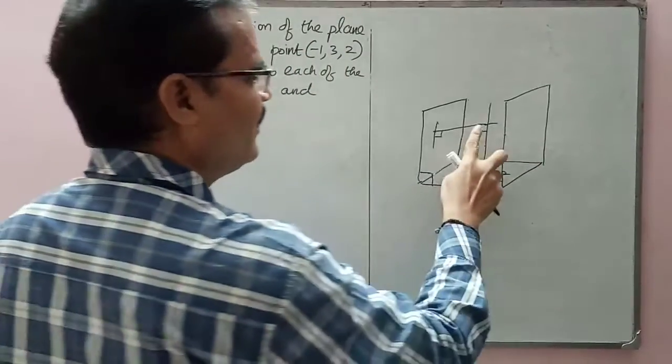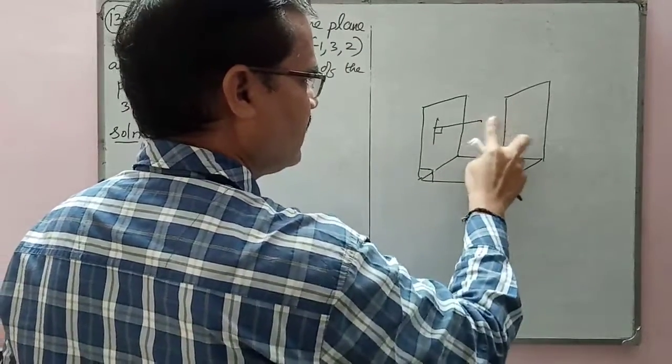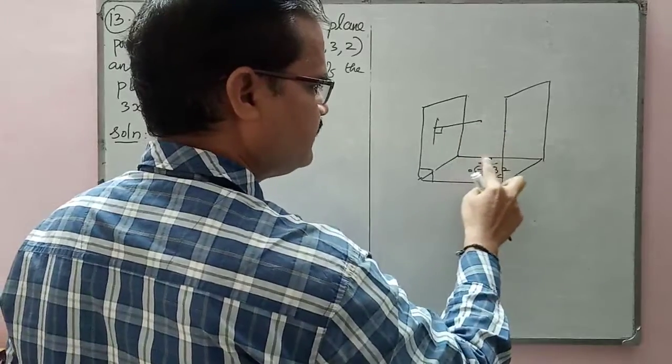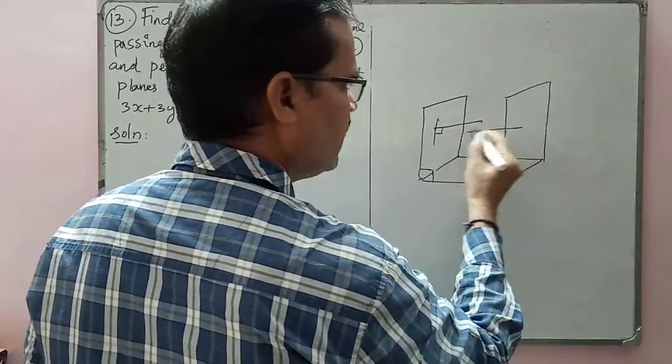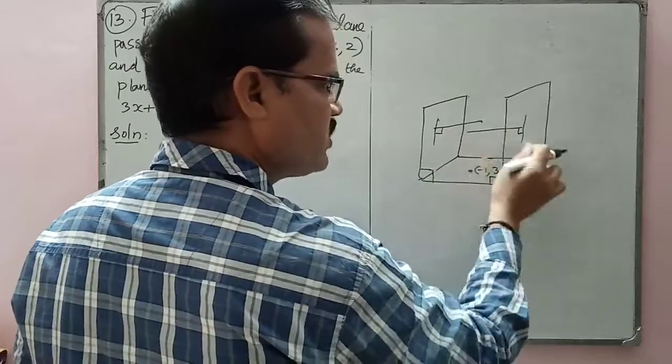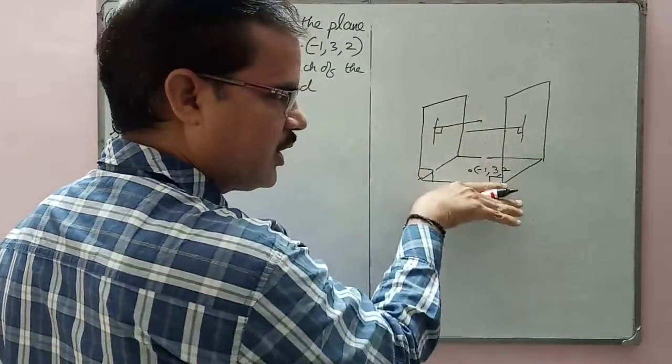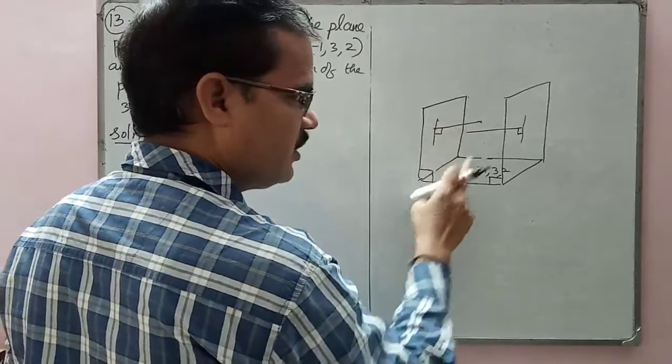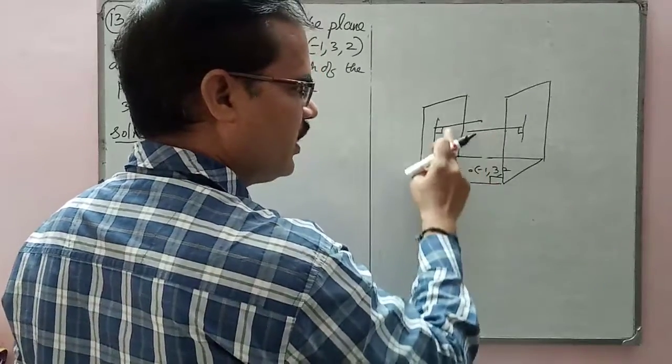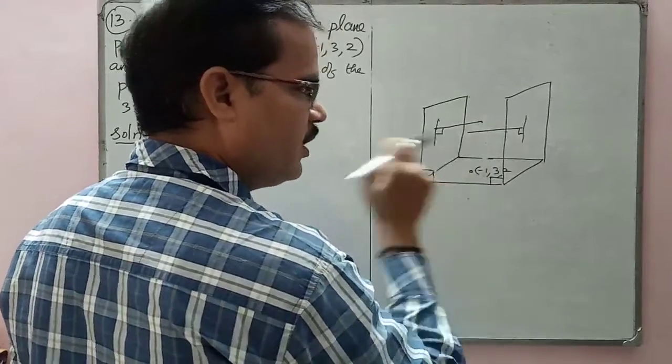Or in very simple words, you can say that the normals of the given planes are parallel to our plane. Do you agree with me? This normal is parallel, and this normal is also parallel. So I can take these as the directions for my plane.